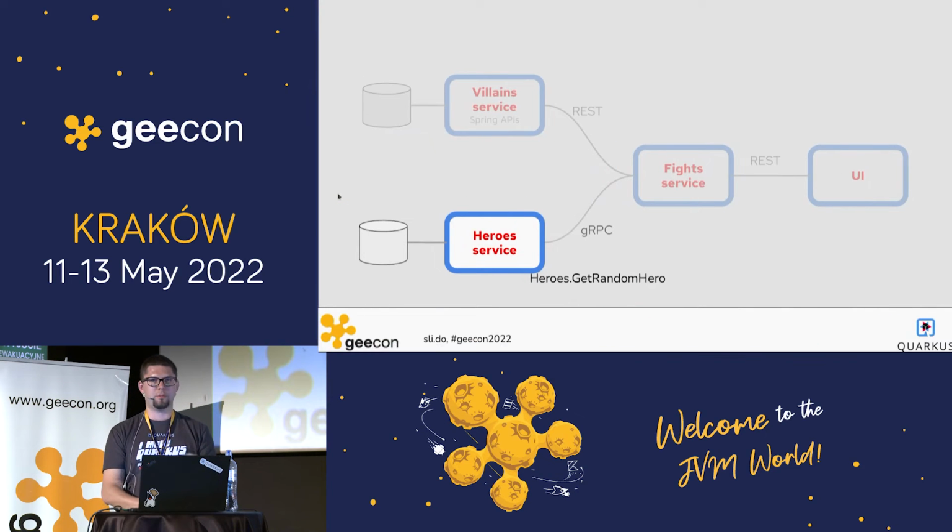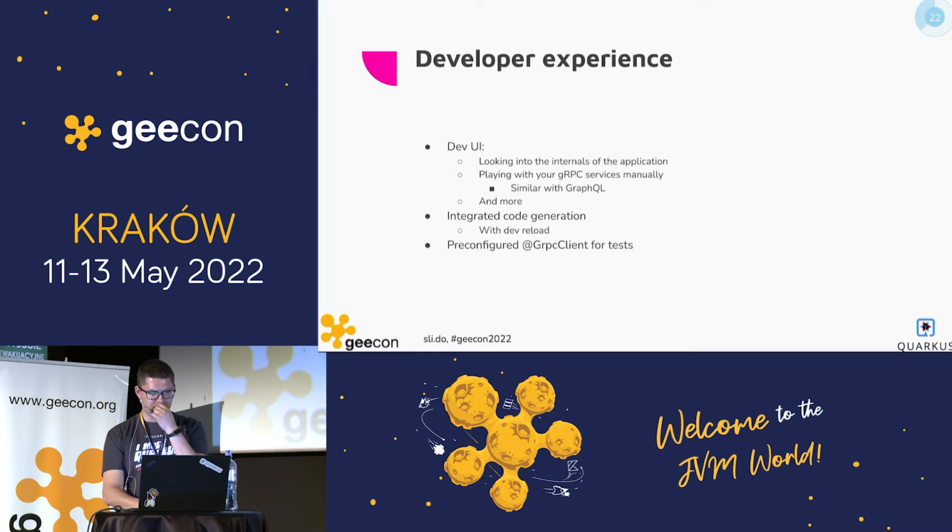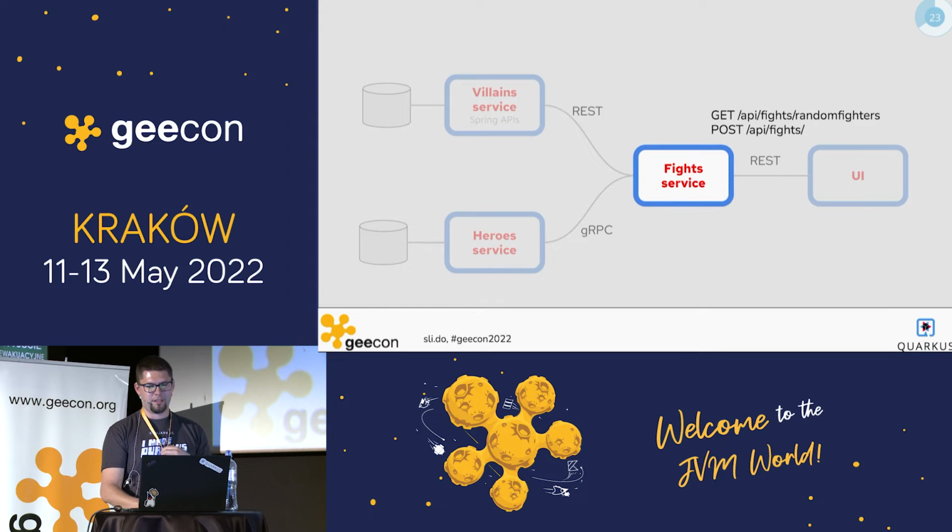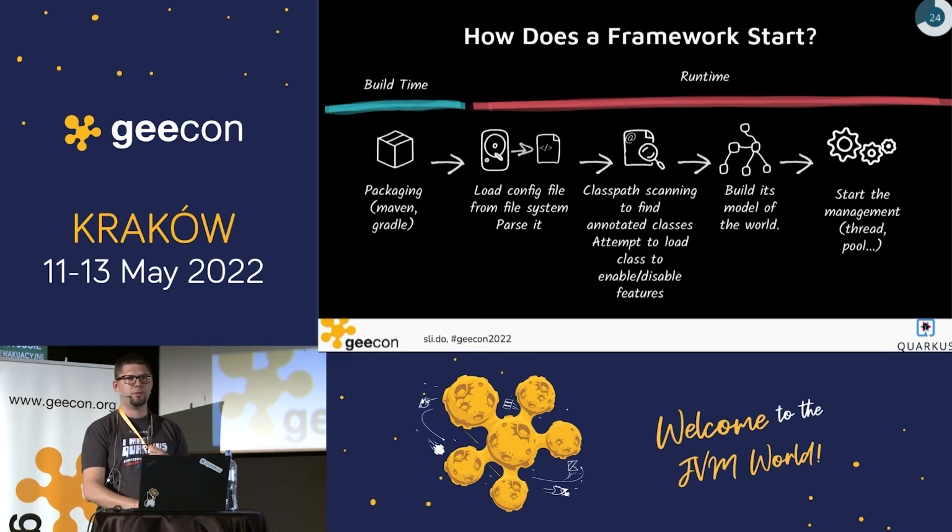So this is it if it comes to the hero service. So I hope I showed you the UI. I just explained the code generation, gRPC client. So I think I can go further to the fight service now. But before I do, I wanted to explain one difference between Quarkus and the classic Java frameworks.